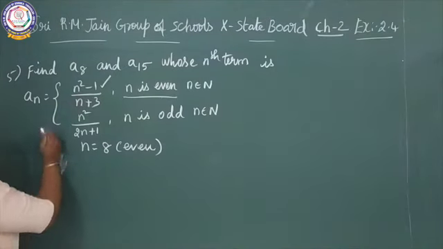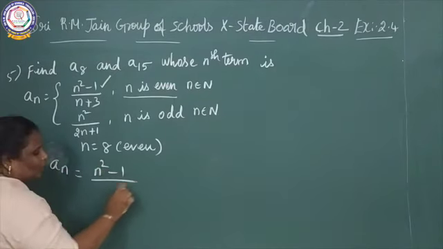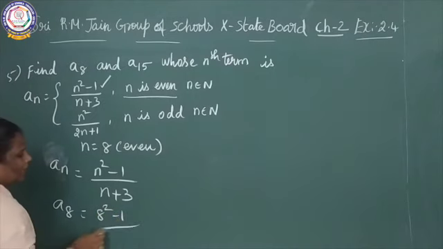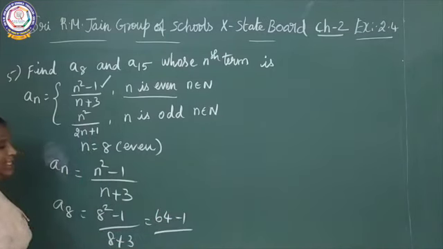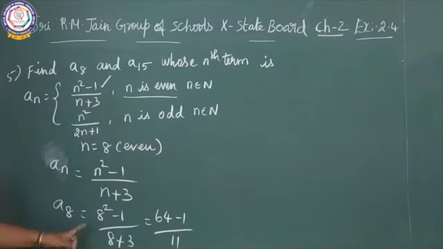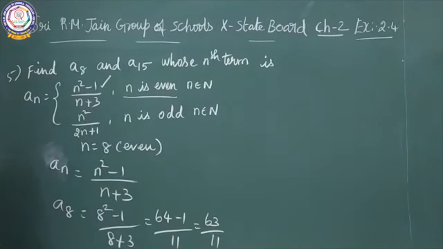An equal to n square minus 1 by n plus 3. A8 equal to 8 square minus 1 by 8 plus 3. So it gives 64 minus 1 by 8 plus 3, which is 11. 8 square is 64, minus 1, by 8 plus 3 is 11. It gives 63 by 11.